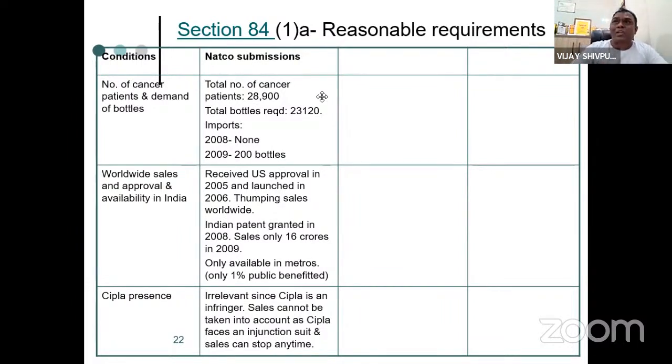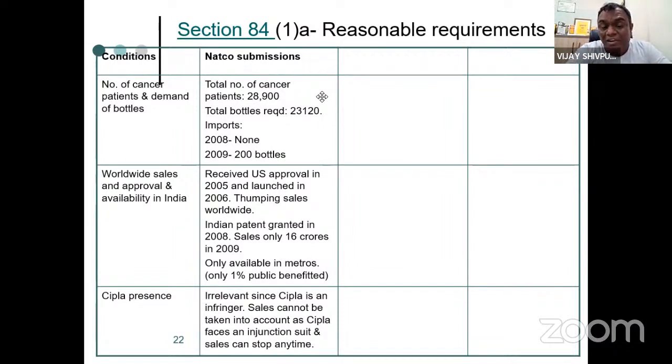So commercialization of invention related submissions you have to make. Under that, this data was 2008, nothing was actually imported. In 2009, 200 bottles were actually imported. The requirement was 23,000 bottles.